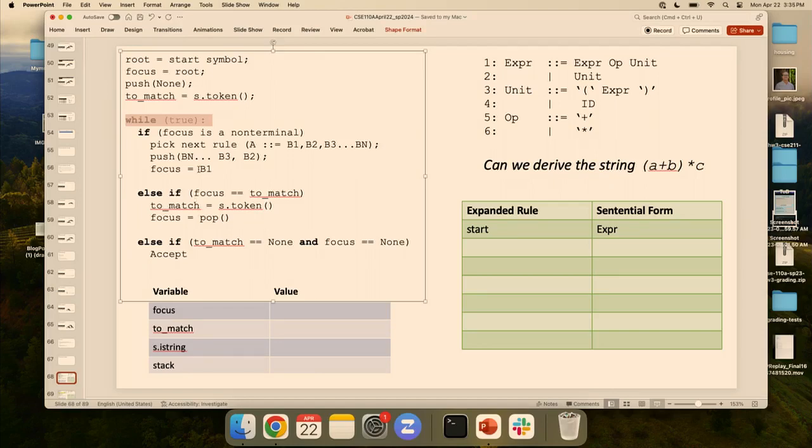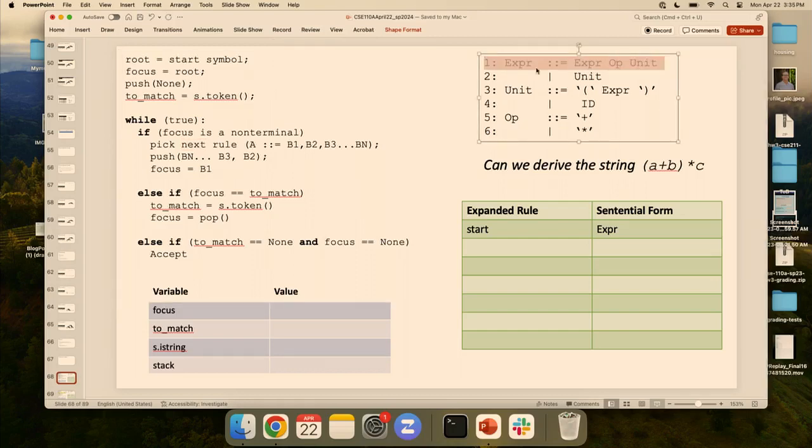But what we want to do is, if what we're focusing on is a non-terminal, so if it's a production rule, then we pick the production option to expand on. So if we're an expression, we can pick rule 1 or rule 2. If we're a unit, we can pick rule 3 or rule 4. This is what I was saying: we're going to leave this pick-next-rule as a magic function that tells us which rule to pick.